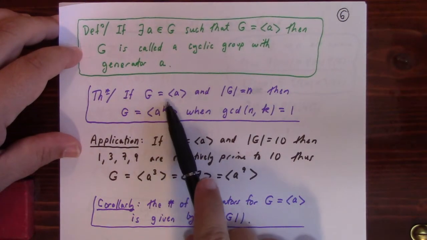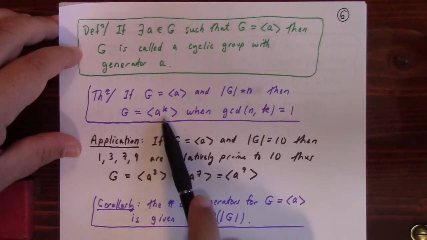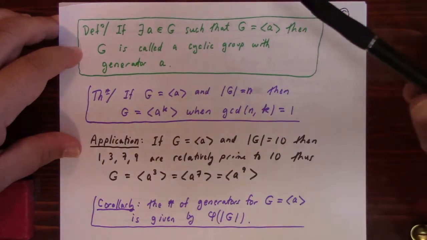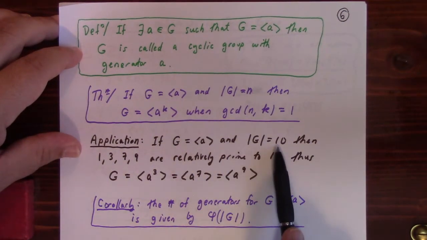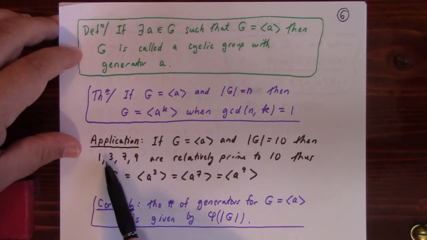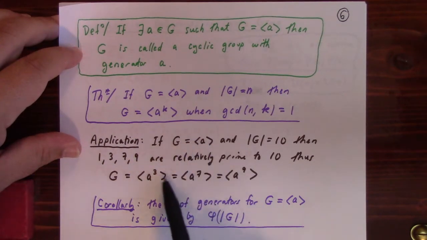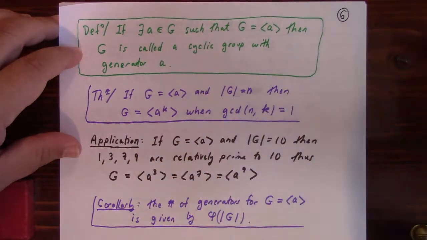So if G is cyclic with generator a and the order of G is n, then G is also generated by a to the power k when n and k are relatively prime. For example, if the order of the group was 10, then 1, 3, 7, and 9 are relatively prime to 10, which means that either a, a cubed, a to the 7th, or a to the 9th serves as a generator. In a group of order 10, you have 4 choices for your generator.